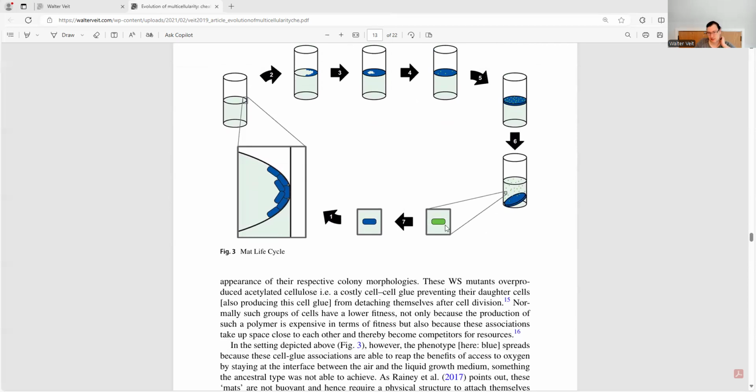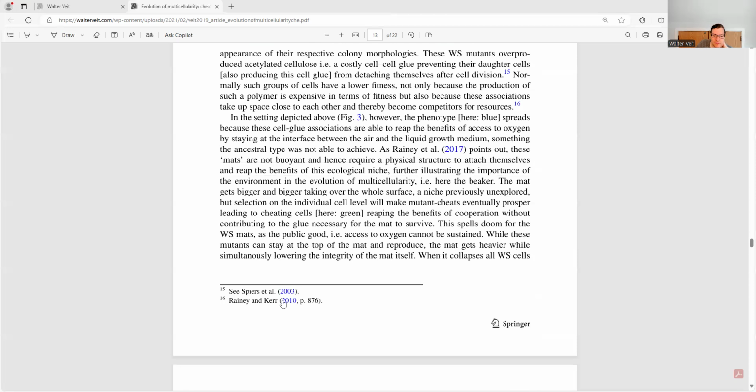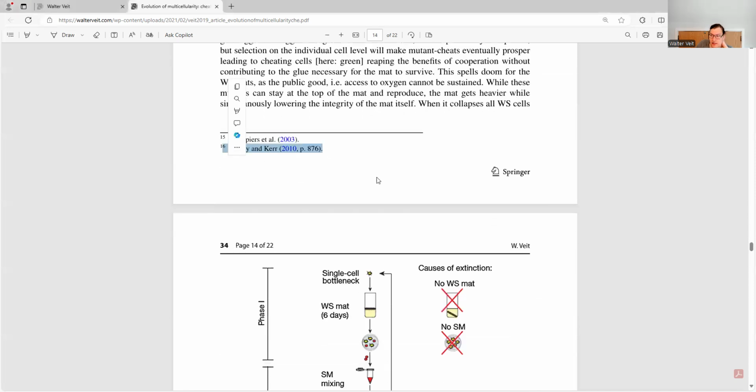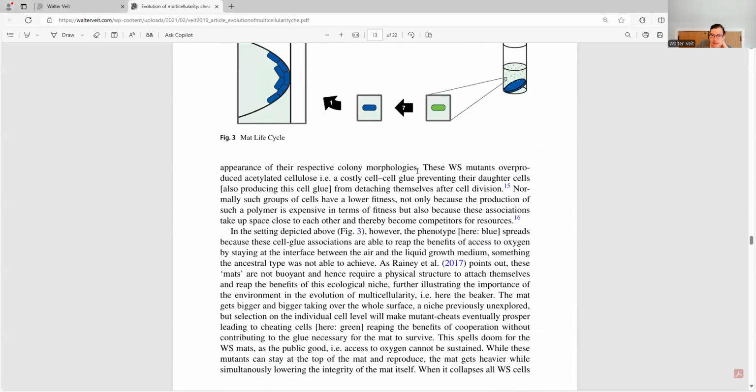Here's another nice figure from their paper. Again, Springer did not accurately put, unfortunately, the reference here. You can see it down here. Nevertheless, these wrinkly spreader mutants overproduced acetylated cellulose. That is a costly cell-cell glue, preventing their daughter cells, also producing the cell glue, from detaching themselves after cell division.